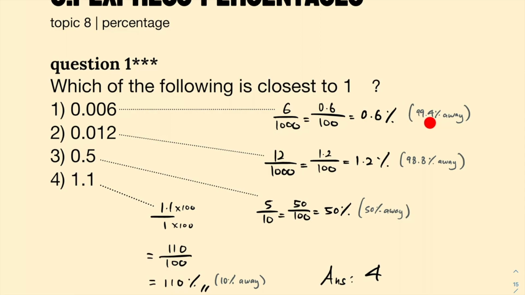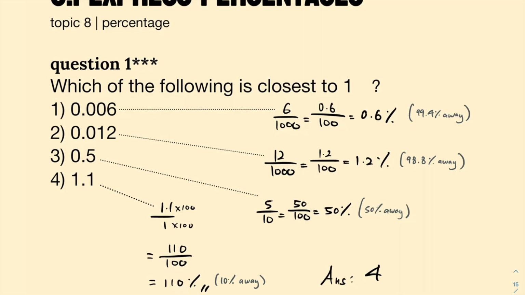Okay, closest though. So we want the difference to be as small as possible. Next. 3 decimal places again, let's have 12 over 1,000. That's basically 1.2%. Well, it's closer, but still pretty far away, 98.8% away from 100%. 0.5 is basically half, which is 50%. Now, this is a lot closer than the first 2. That's 50% away. 1.1 is basically 110%, which happens to be more than 100%, but just 10% away from 100%. In other words, this is the closest. It has the smallest difference to 100%.